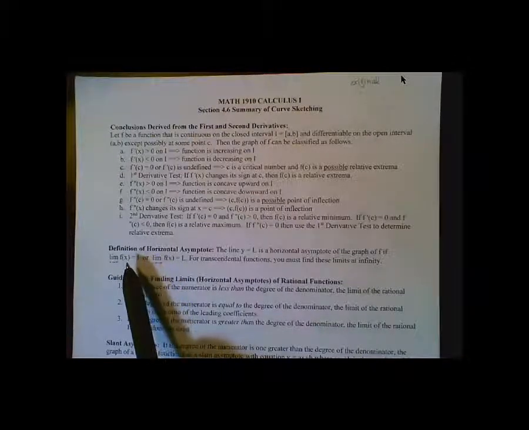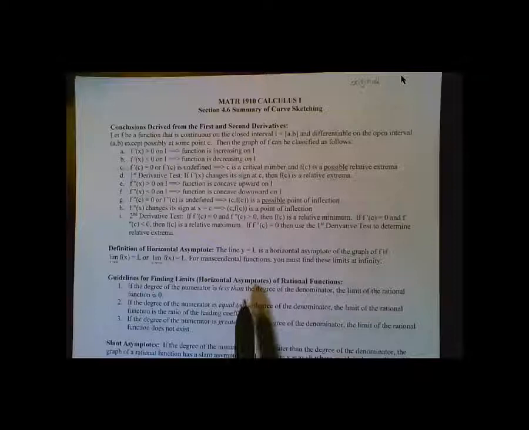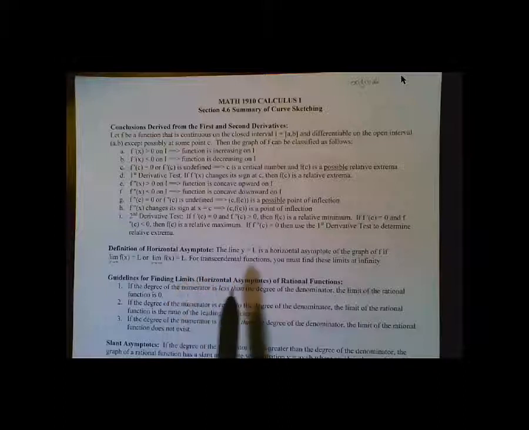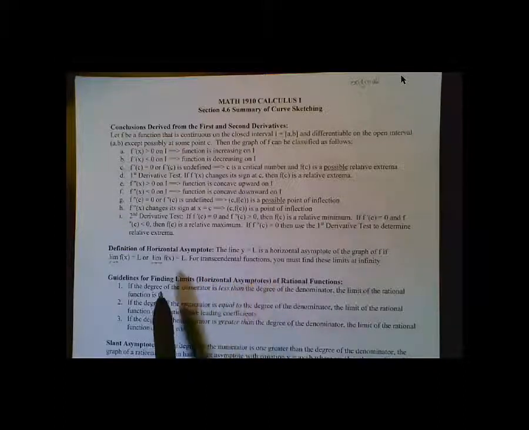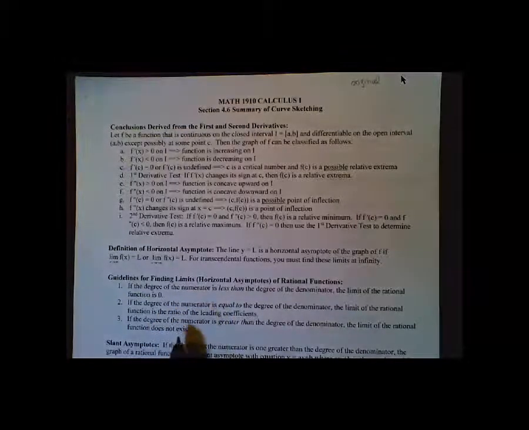So if you have a rational function, just a polynomial in the numerator, polynomial in the denominator, you can use your theorem on horizontal asymptotes for rational functions from pre-calculus. If the degree of the numerator is less than the degree of the denominator, then the horizontal asymptote is going to be at 0. If the degree of the numerator is equal to the degree of the denominator, the horizontal asymptote is going to be the ratio of the leading coefficients. And if the degree of the numerator is greater than the degree of the denominator, there's not going to be a horizontal asymptote. Now that works fine for rational functions.